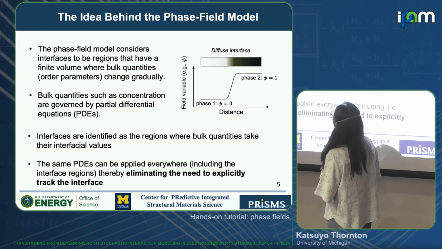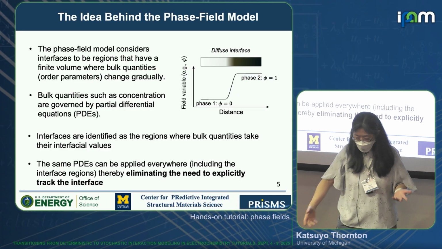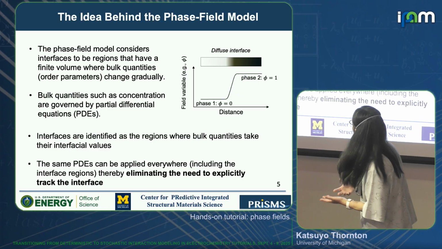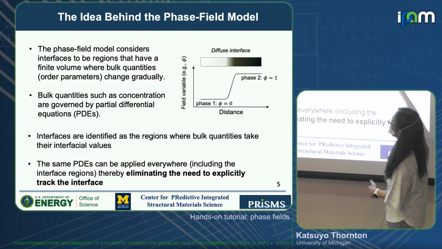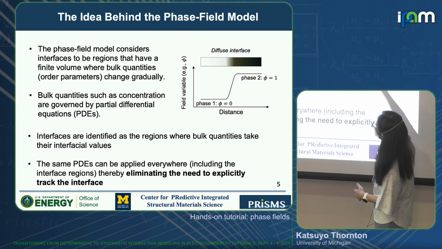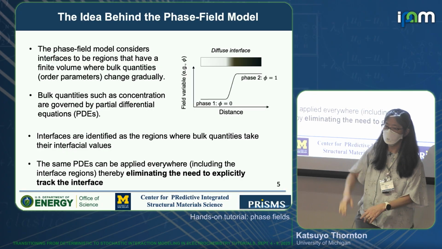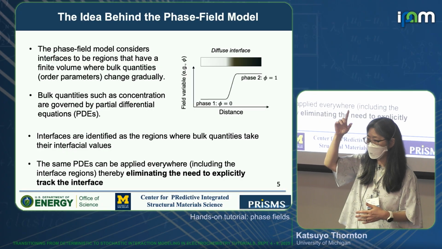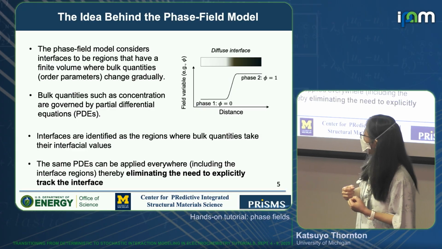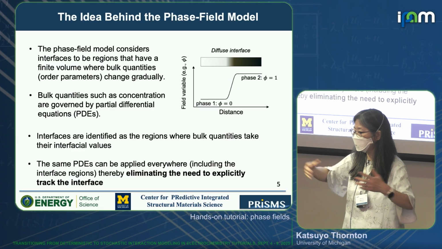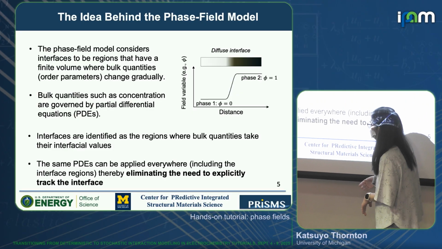So you have a bulk quantity. It could be density, it could be the order of the system, it could be concentration. You have those bulk quantities in one phase versus another phase. And then there's this diffuse interface region where the bulk quantities change relatively smoothly. Meaning, it can't be too rapid because you want to be able to numerically resolve it, but you also don't want it to be too broad because then you don't actually have the bulk. So there's a trade-off there.